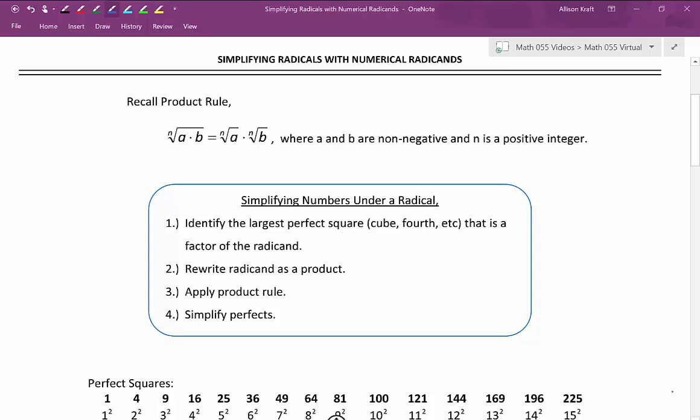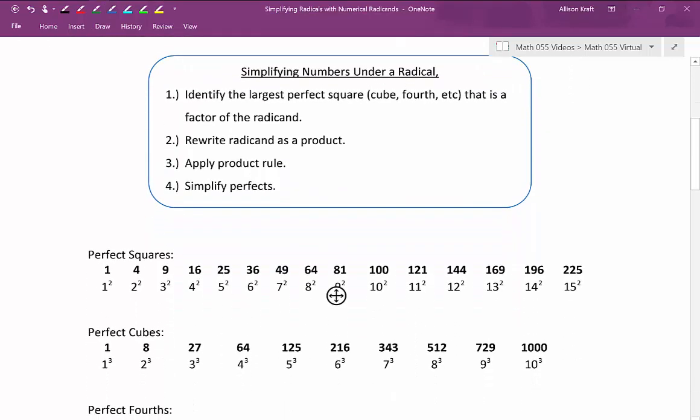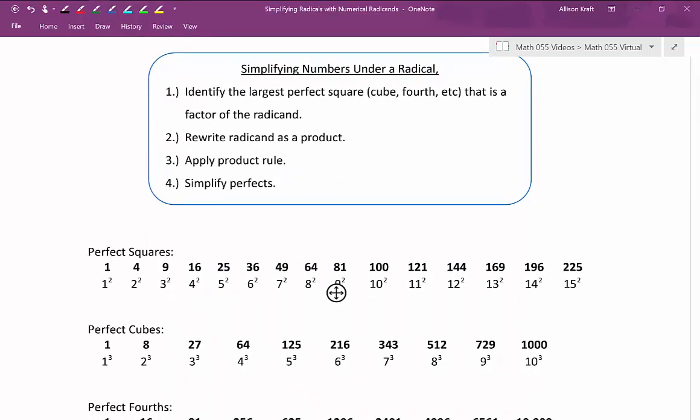So what we're going to do here is identify the largest perfect square, cube, fourth, whatever the index is, that is a factor of the radicand. We're going to rewrite the radicand as a product, apply our product rule, and then simplify any perfects that we have. Perfect square under a square root, perfect cube under a cube root, etc.